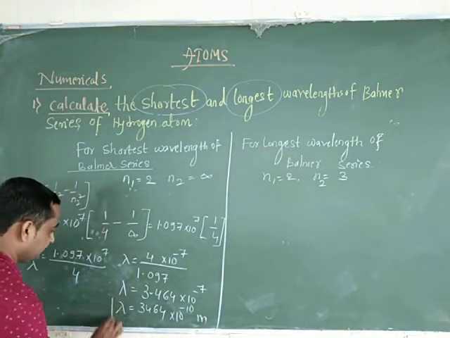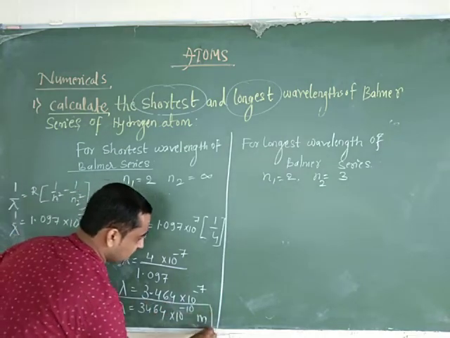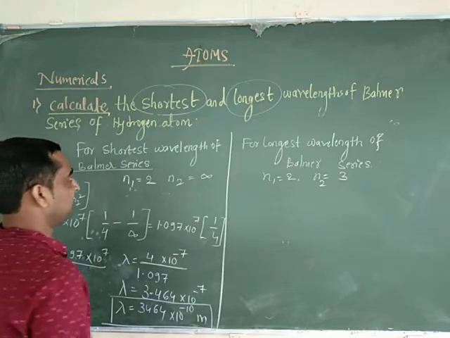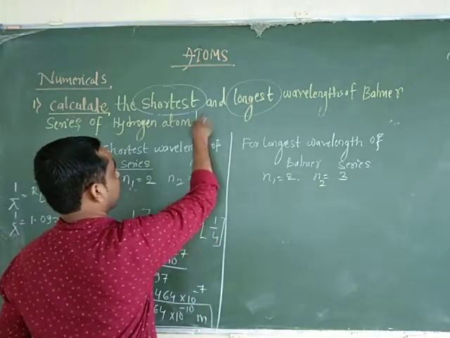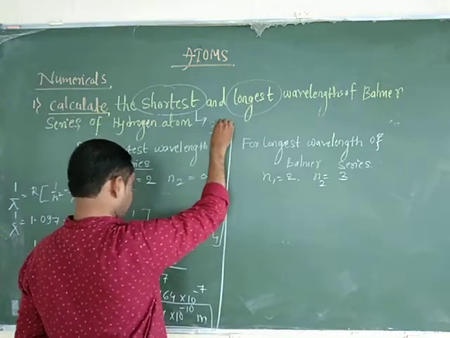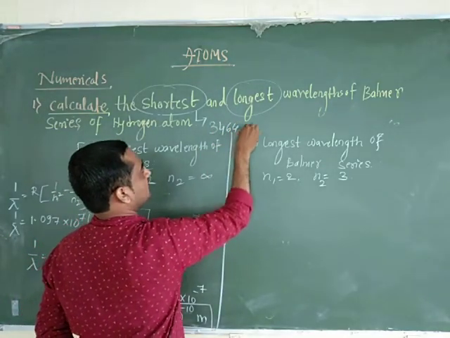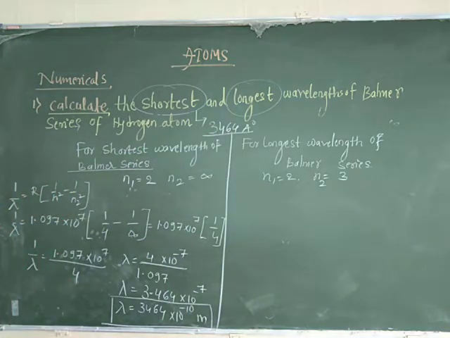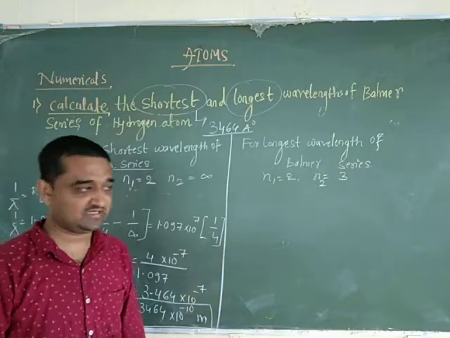So it is the wavelength, and the unit is meter. This value can also be written as: the shortest wavelength lambda is equal to 3464 angstrom. So this is the shortest wavelength of the Balmer series, that is the wavelength of the last transition.